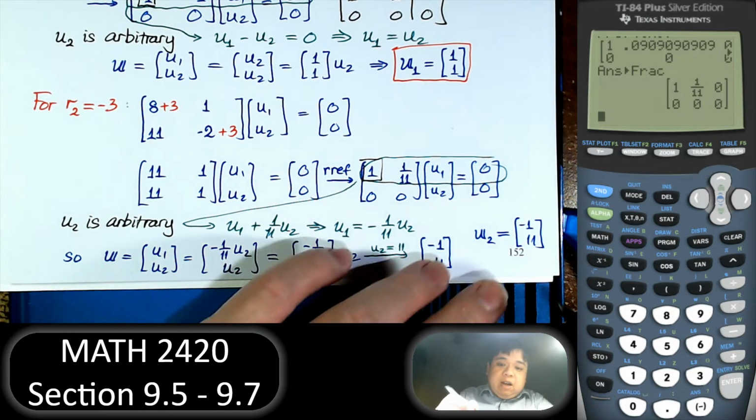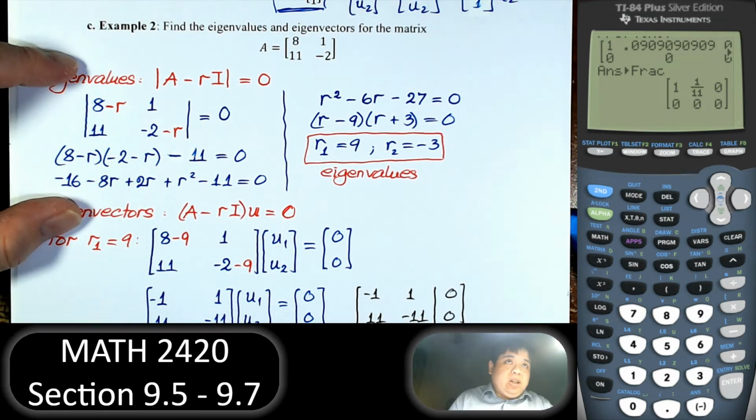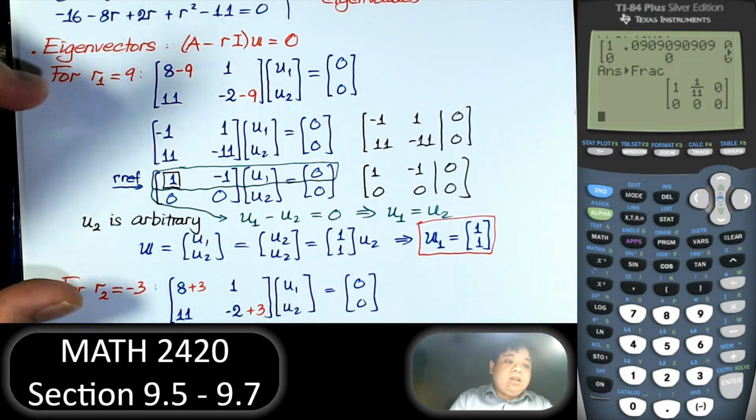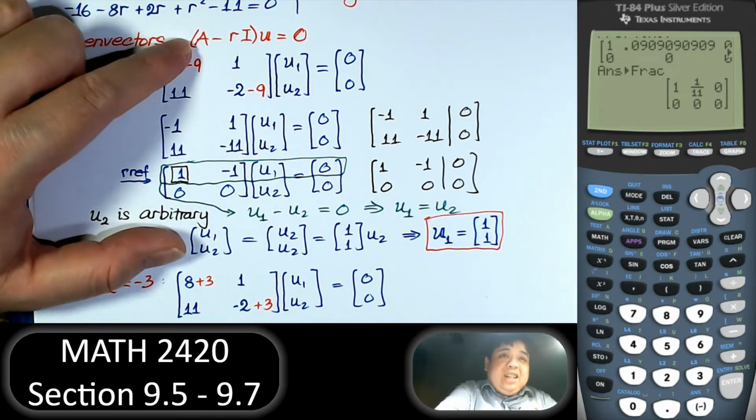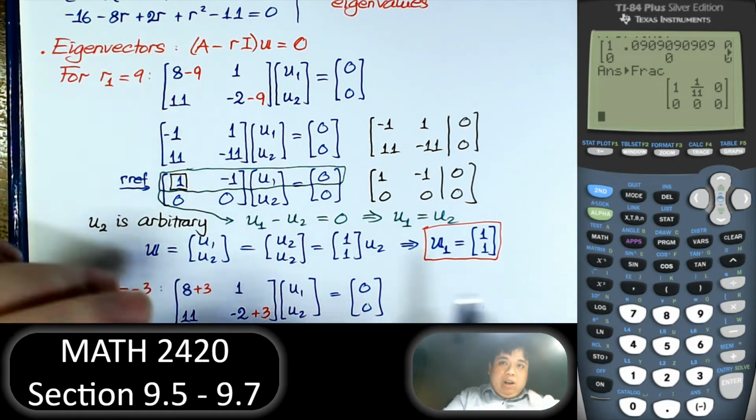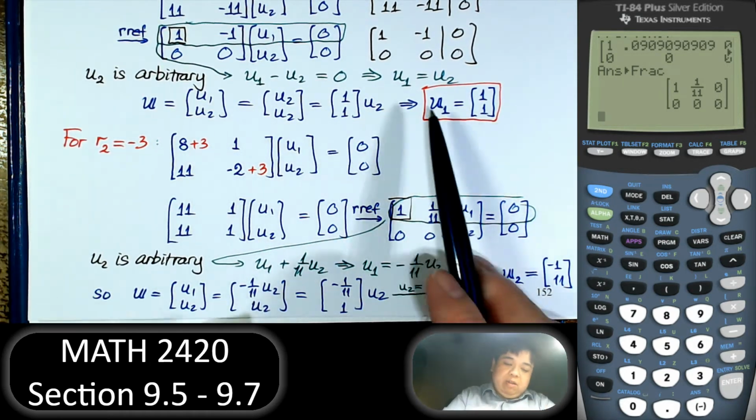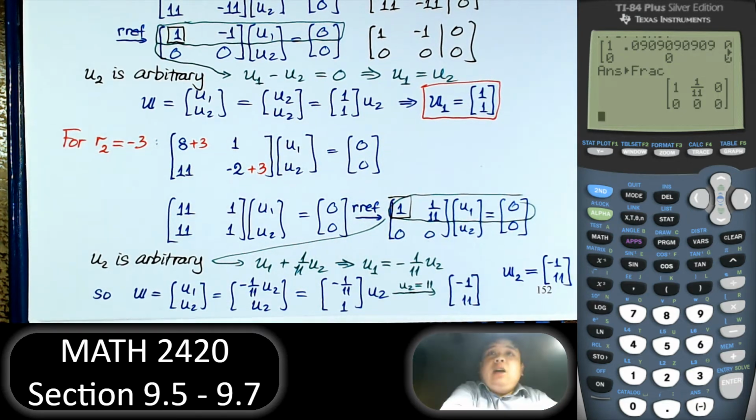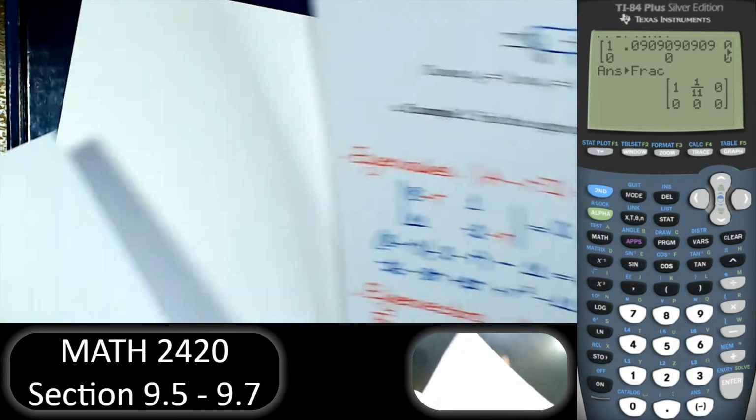That gives us eigenvalues and eigenvectors. So eigenvalues solve this equation. Eigenvectors solve for this equation, and then just factor out u2, or whatever the variable is, the independent, arbitrary variable, and we should have the eigenvector. Right, how about we have a 3 by 3? That will be the next example.